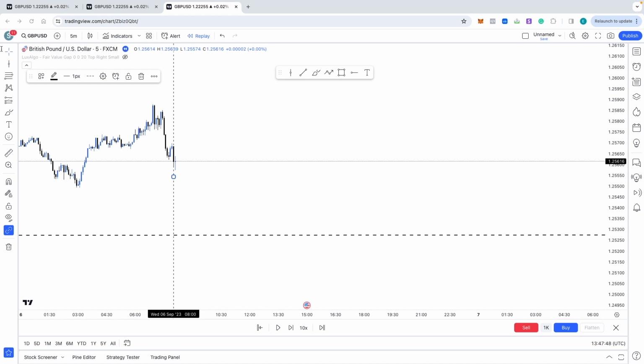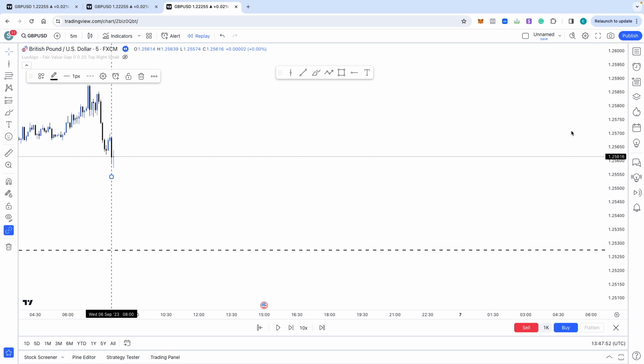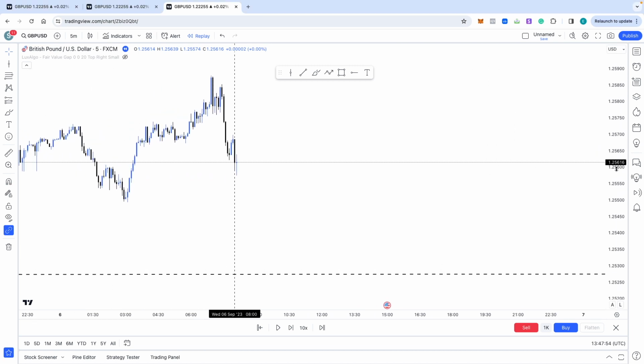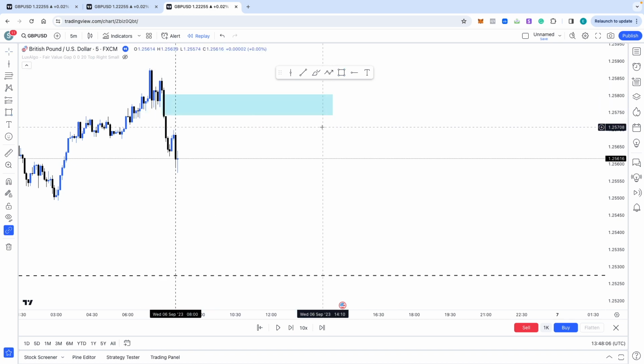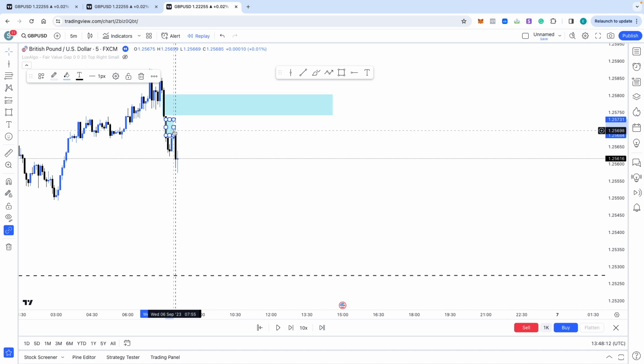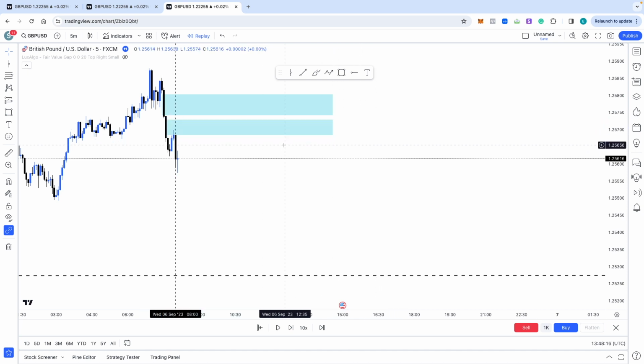So now essentially I can mark out any fair value gaps. This is silver bullet hour for those that trade ICT. I'm looking for fair value gaps of relevance, so bearish fair value gaps that I could potentially retrace into for short positions. So we've got that fair value gap, we've got another fair value gap over here. So both of these are valid FVGs.